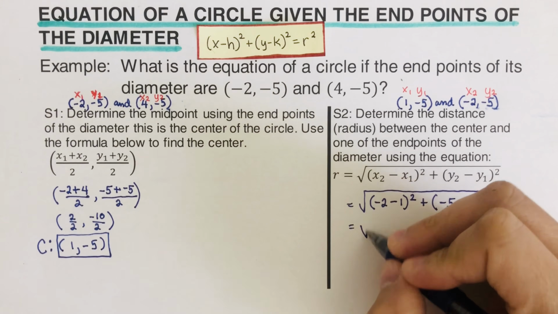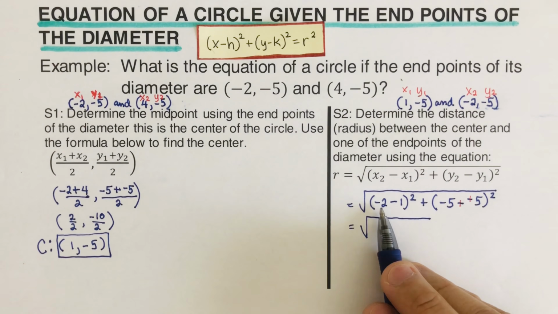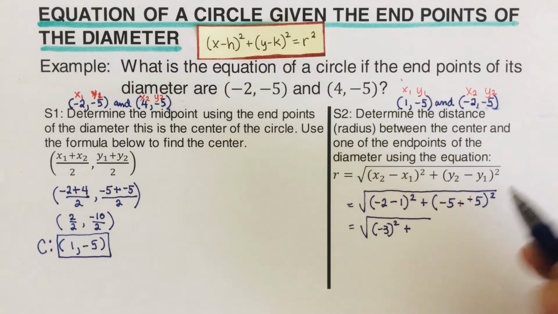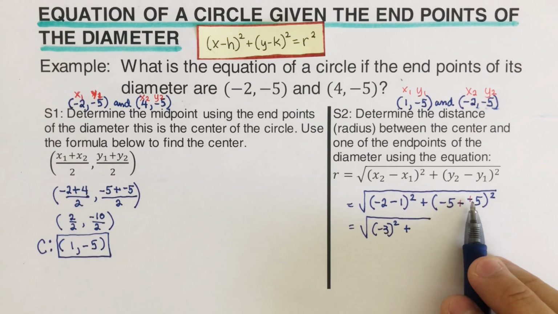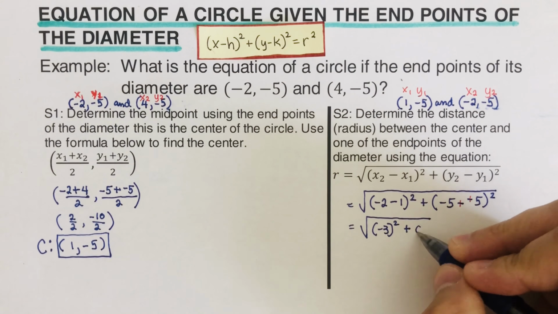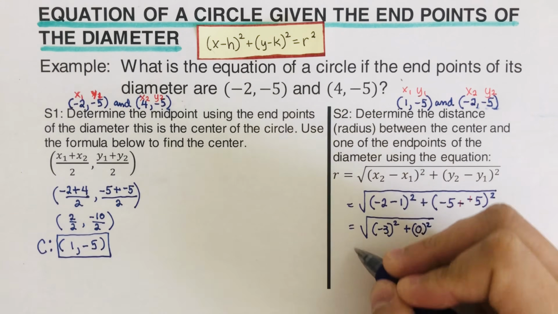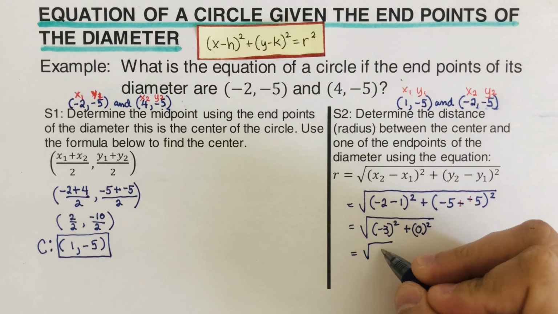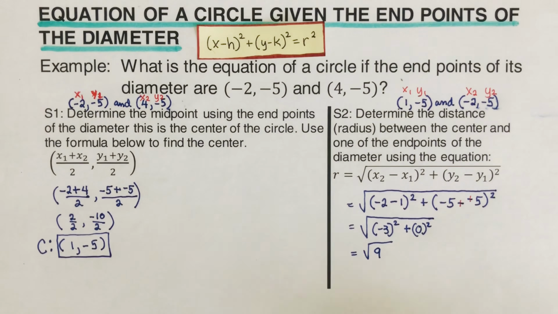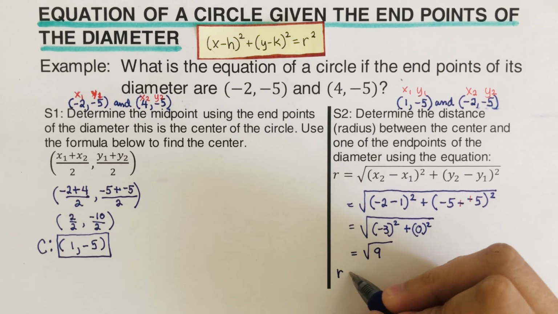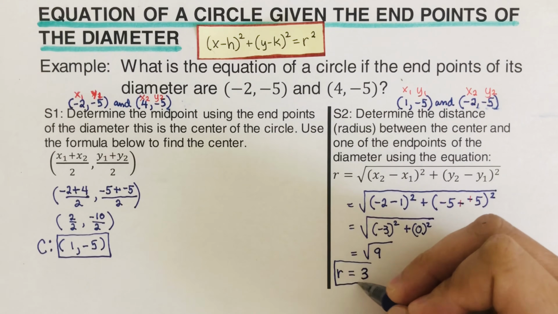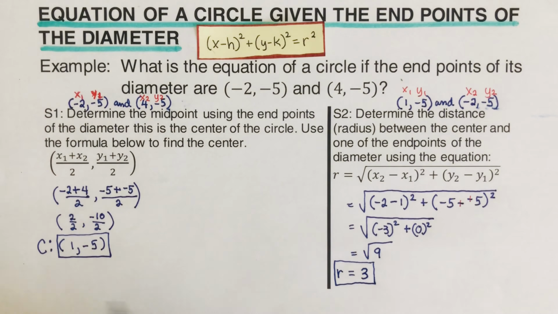So this would come out to the square root of -2 minus 1 is -3 squared, plus -5 plus 5 is 0, and that's squared. So pretty much, we have -3 times -3 is +9, and then the 0, we don't have to write that. So our radius is actually 3 because the square root of 9 is 3. So we pretty much have the center of the circle and the radius of the circle.